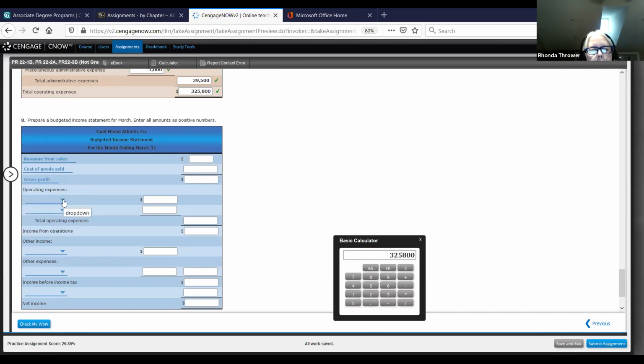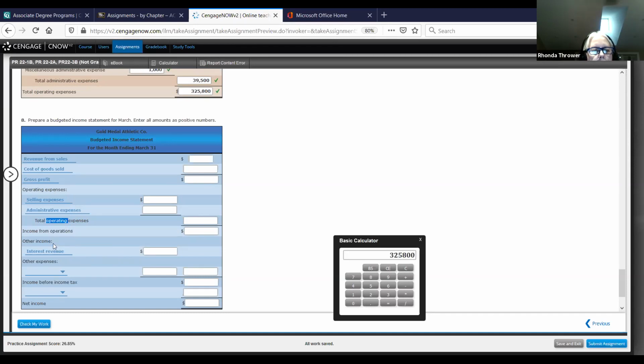Your operating expenses consist of your selling expenses and your administrative expenses. And the two of these together will give you your operating expenses. And your operating expenses would be subtracted from your gross profit to get your income from operations. Then we'll list our other income, starting with our other revenue. Our other revenue is going to be interest revenue.